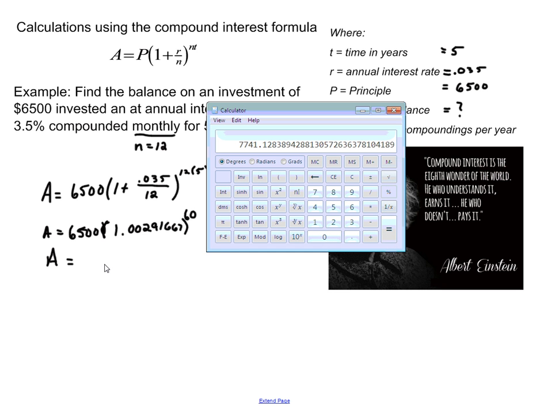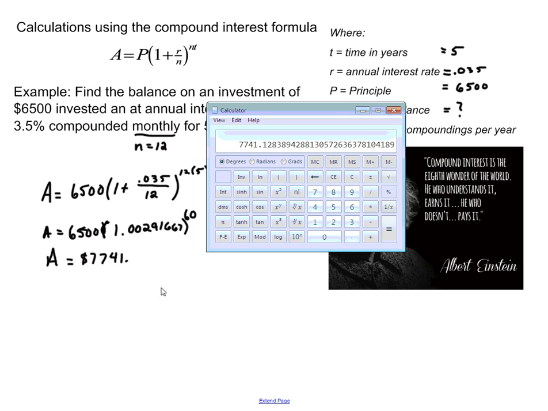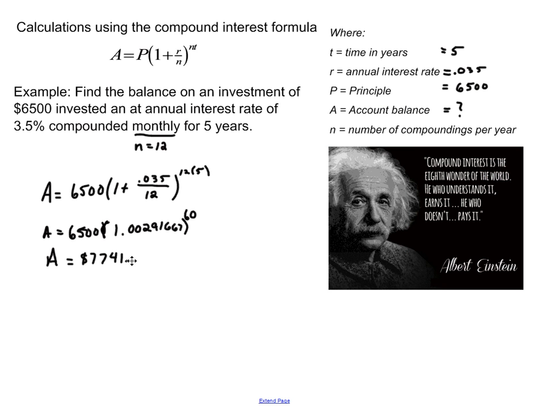We get 7,741.12, and we've got an 8 after the 2. Since it's higher than 5, we round up. So we'll say our account balance at the end of that 5 years would be $7,741, and just making sure my digits right here, 13 cents when rounded up. All right, so this would be my account balance after 5 years.